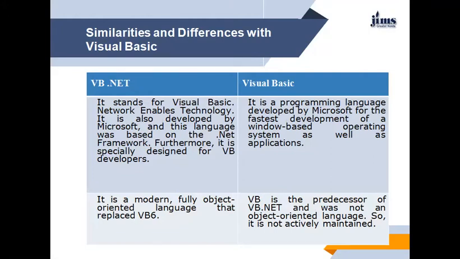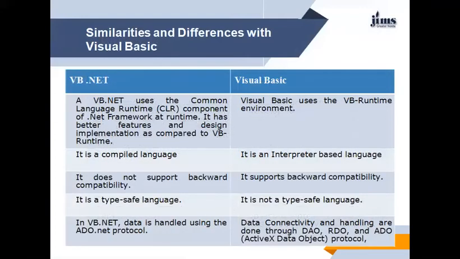VB is the predecessor of VB.NET and was not an object-oriented language, so it is not actively maintained and it is not accepted. VB.NET is a modern, fully object-oriented language that replaced the Visual Basic language, that replaced VB6. Visual Basic uses the VB runtime environment. However, VB.NET uses the common language runtime component of the .NET framework at runtime. It has better features and design implementation as compared to the VB runtime.